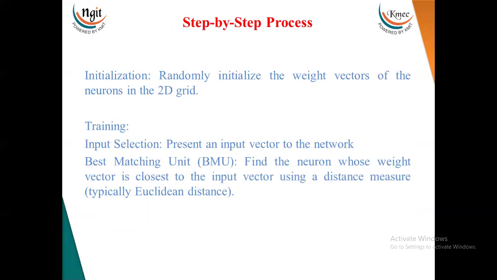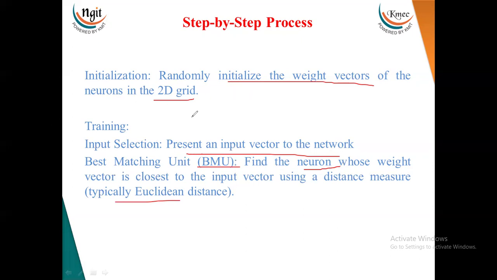So we'll see the step-by-step process. In the first step, we will initialize all the vectors in the form of a 2D grid. Till now we had only one weight vector, but now we'll have 2D weight vectors, one X value and one Y value. Then for training, we select the input vector from the network and find the best matching unit. We find the neuron whose weight is closest to the input vector using the Euclidean distance.